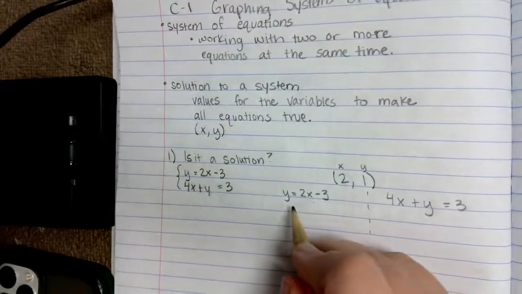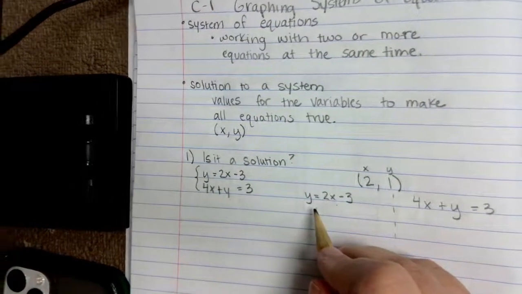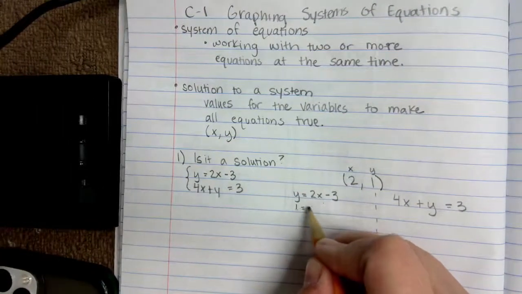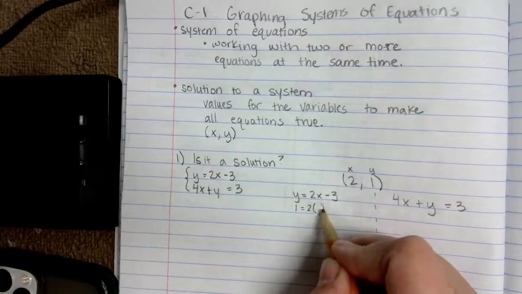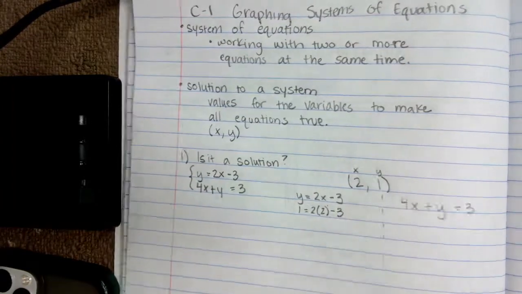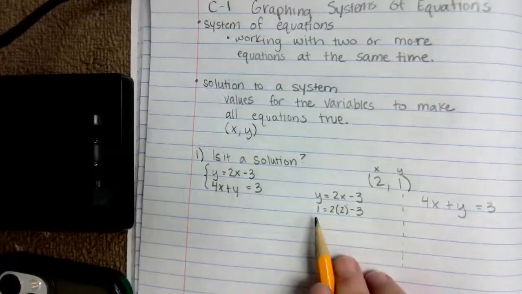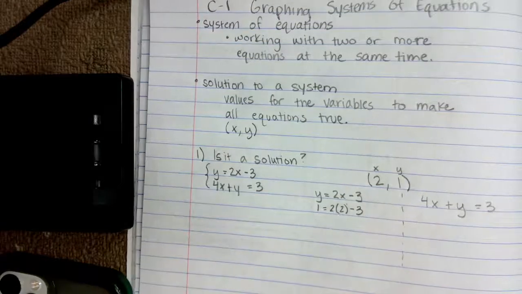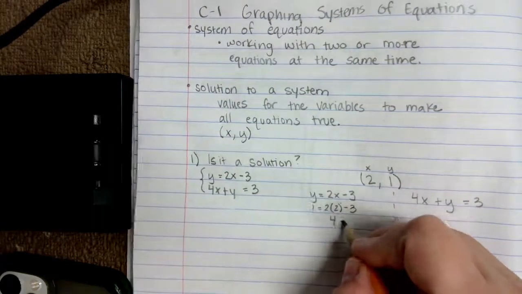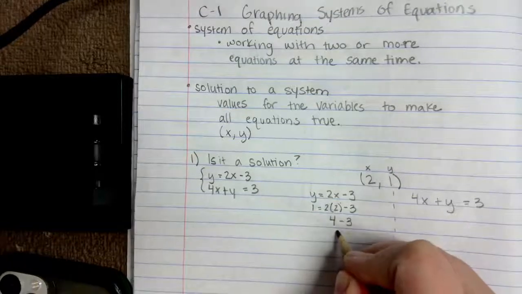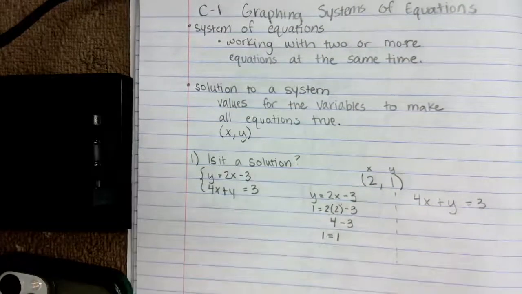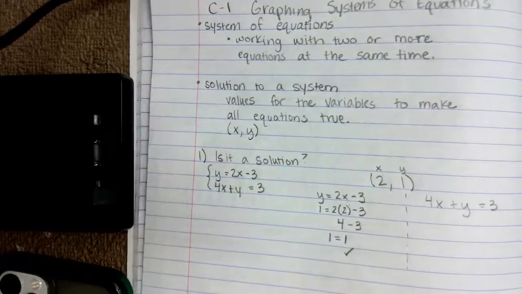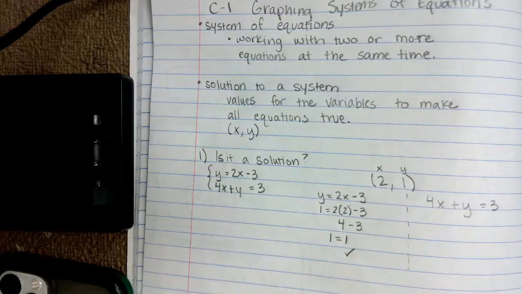So in this first one, instead of y, what number could I put there? 1 equals 2 times, what's our x? 2 minus 3. There's nothing really to do on this side with the 1, so we're going to leave that 1 be. What is 2 times 2? 4. And 4 minus 3 is 1. So does that make a true equation? Yep. So it works for 1. It's a solution to one equation. We don't know if it's a solution to both, though.